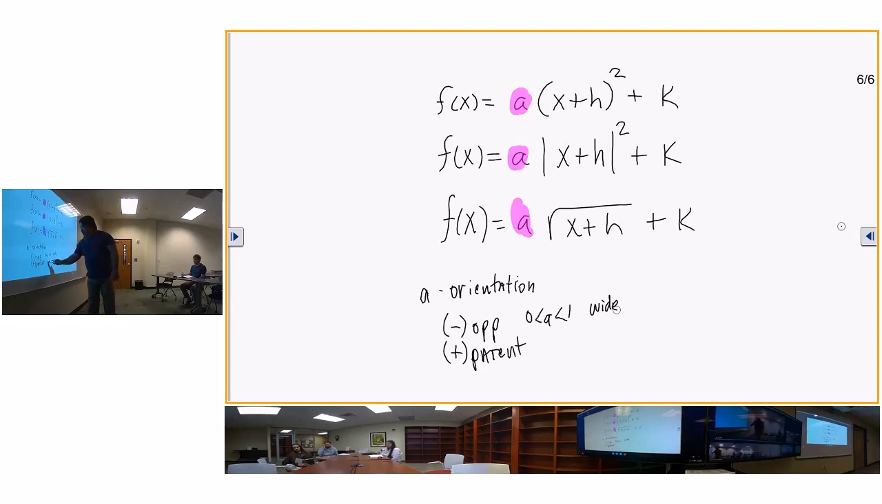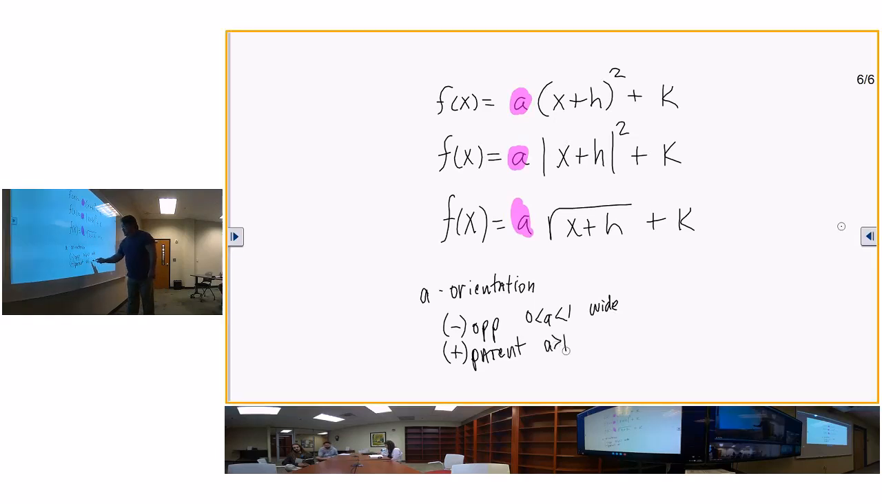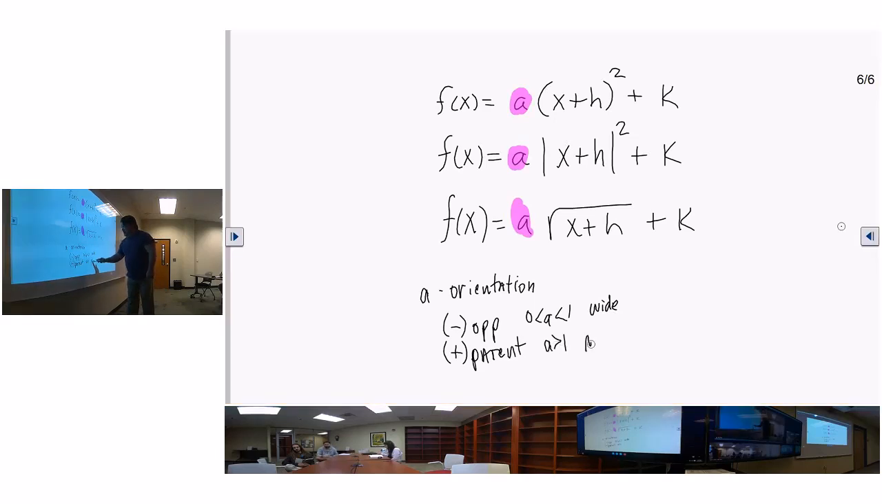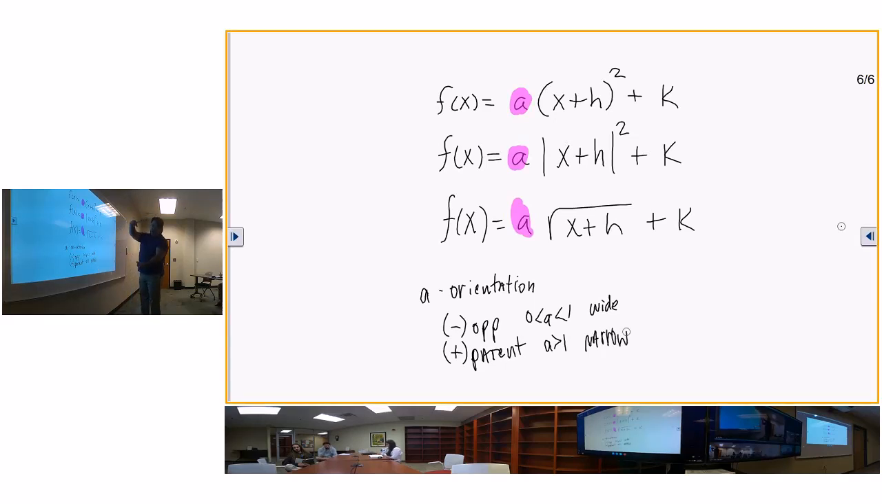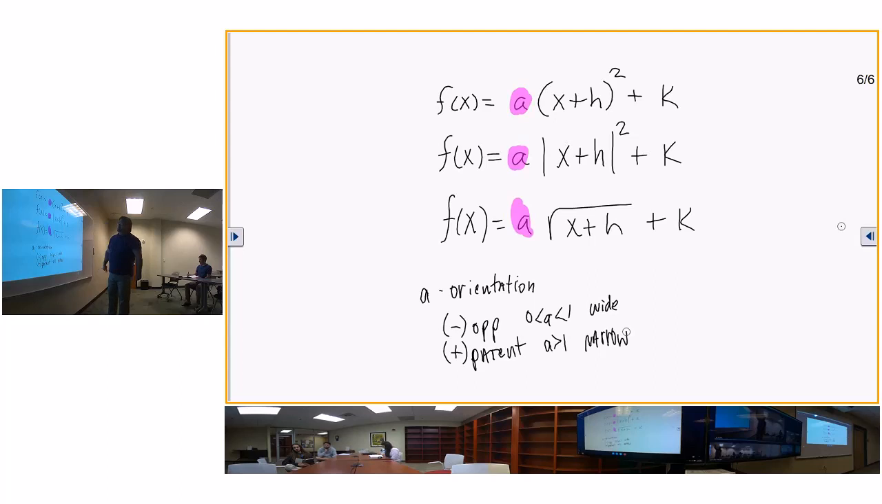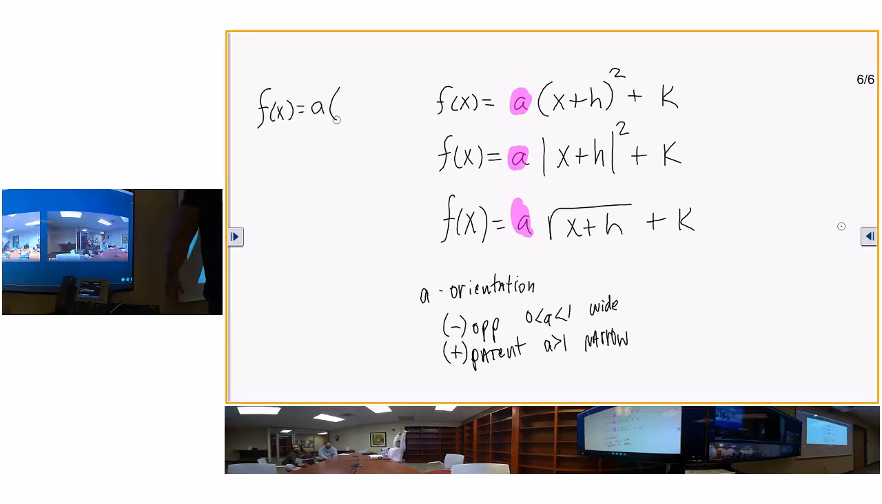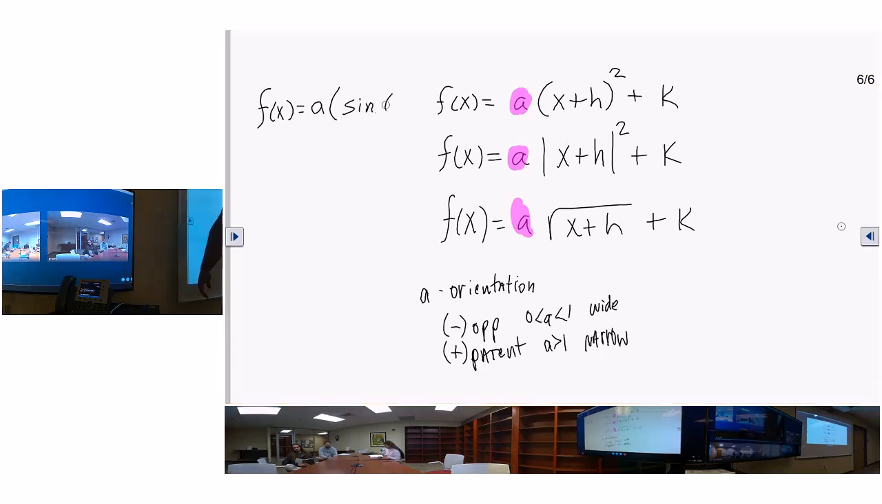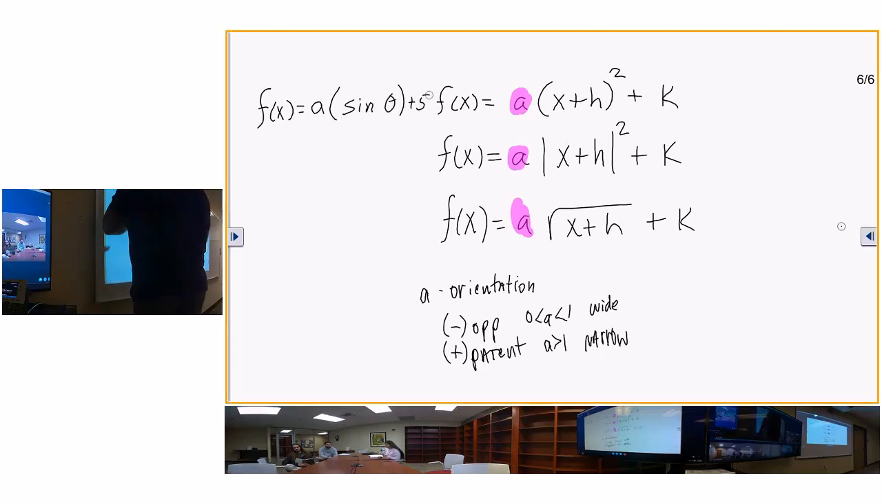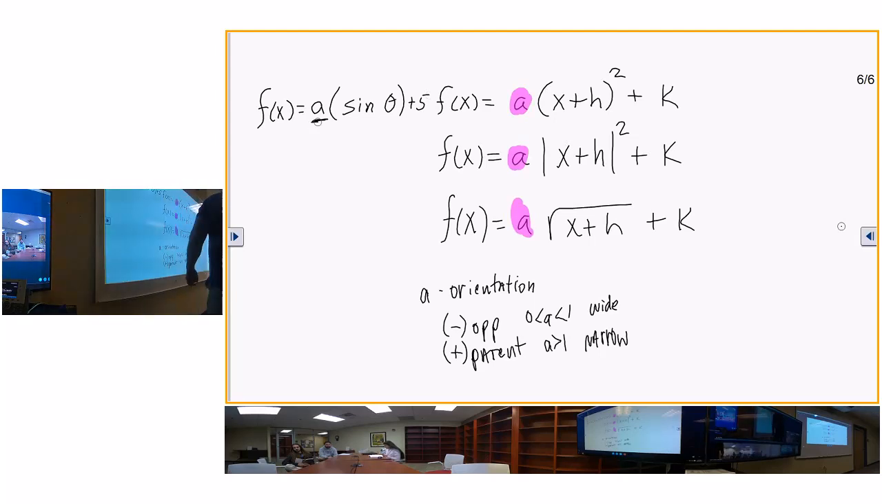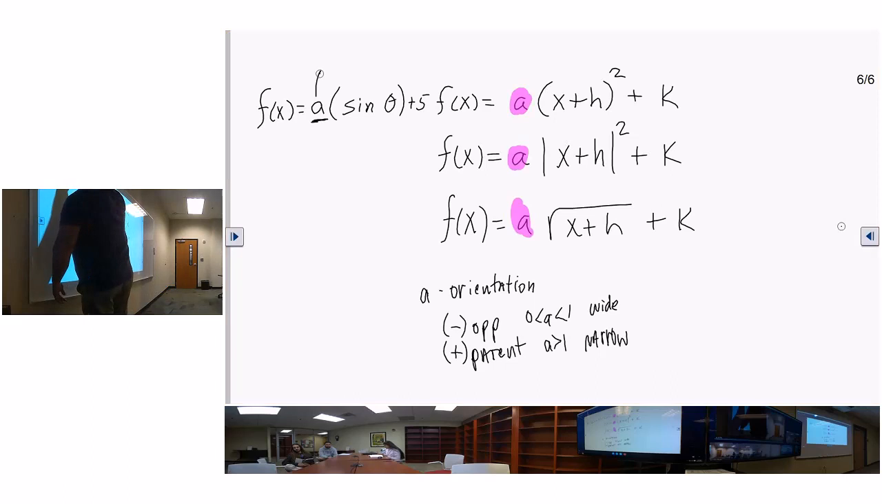Yeah. If A is greater than 1, it's going to be what? Narrow, which means it's compressed along the x-axis and stretched along the what? What? Okay, are we going to see this in 6.7 and 6.8? Yes. F of x is equal to A times sine of theta plus 5 or whatever. You're going to see it right here. You know what that's called? It's called the amplitude.